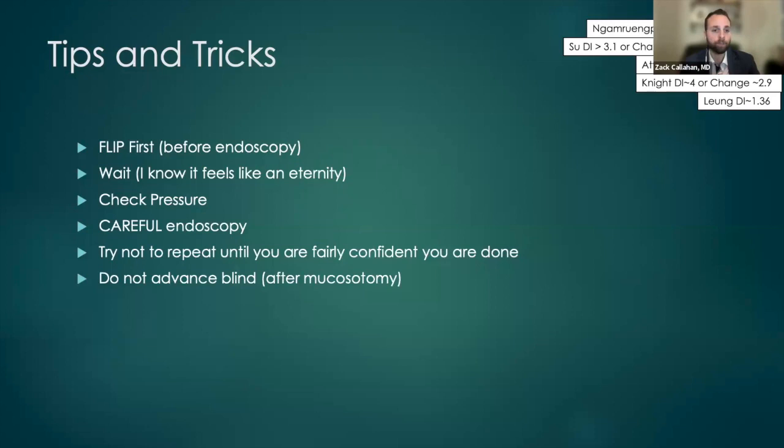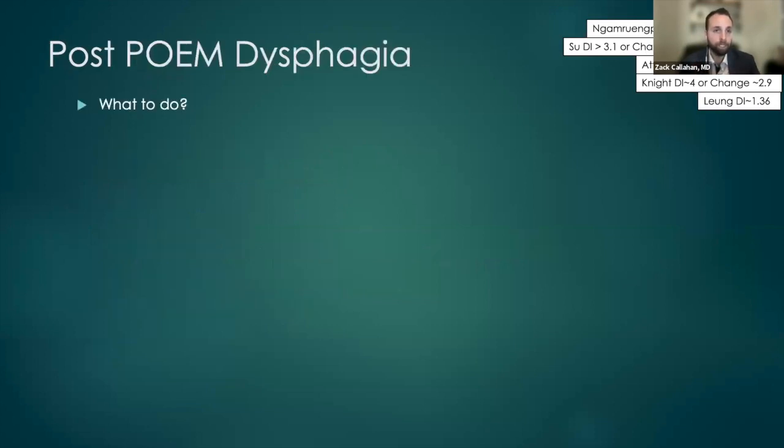Certainly don't advance the EndoFLIP blindly afterwards. And then I like the EndoFLIP because when it balloons up, it compresses that submucosal tunnel. So I like to then clip it closed after that. I try not to go back into my submucosal tunnel once I've EndoFLIPped down, just because it helps compress it. And then real quick, last slide, post-POEM dysphagia, what to do.